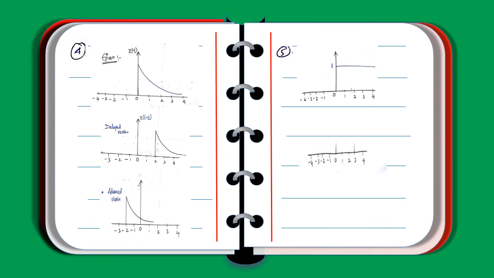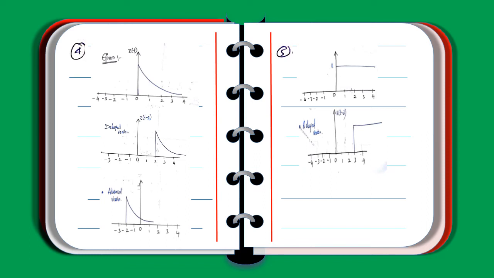The delayed version will be like this. We can see that instead of starting from 0, it is starting from 3. It is u of t minus 3. The signal has delayed for 3 seconds.